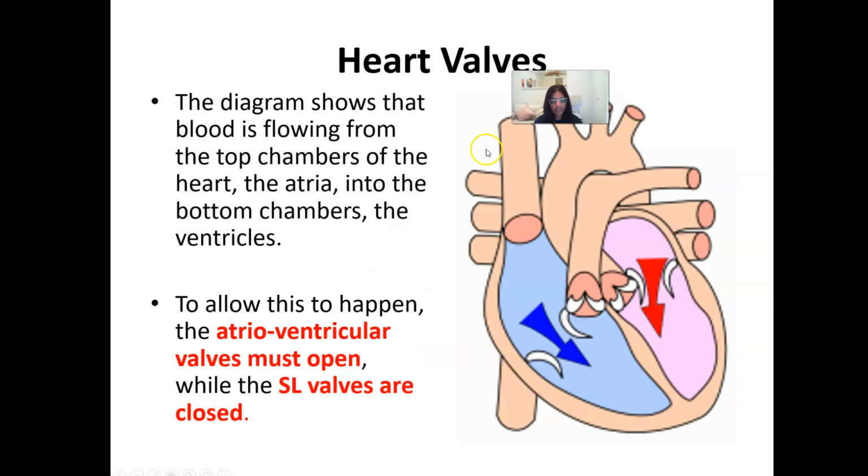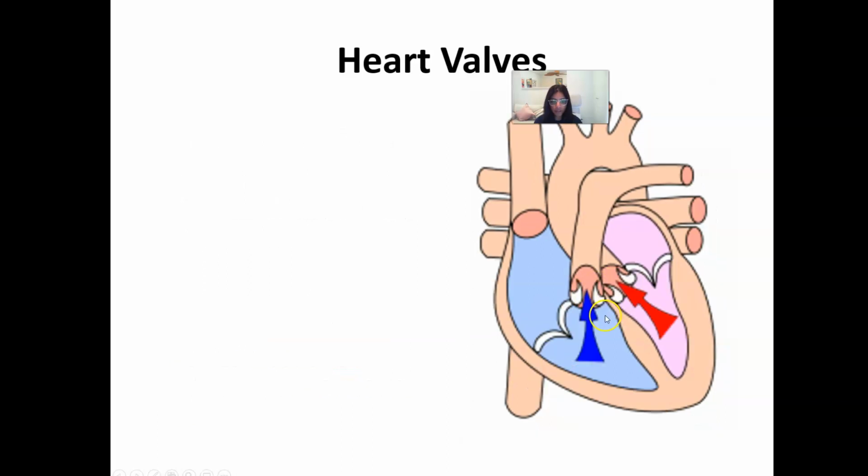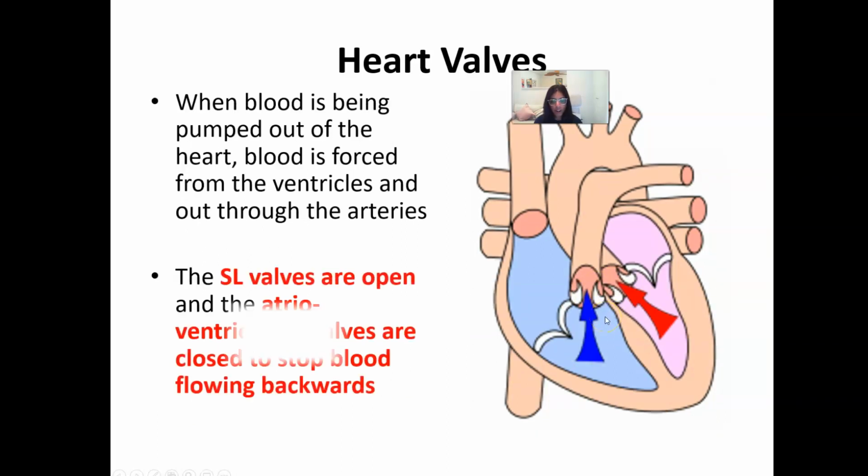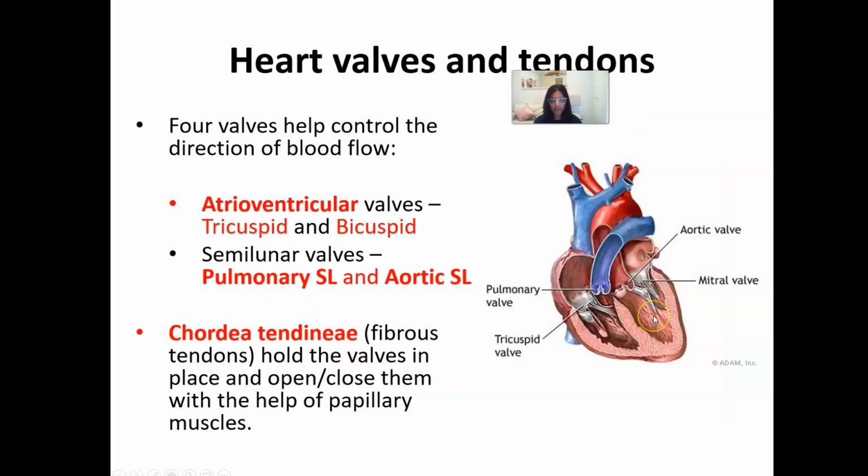Now, when we look at this diagram of the heart, we can see the tri and bicuspid valves between the atria and the ventricles on the left and the right, and we can also see the semilunar valves. We never have both sets of valves open at the same time. So when the tri and bicuspid valves are open, the semilunar valves are closed. Similarly, when we are pushing blood out of the ventricles towards the arteries, the semilunar valves are open, but the atrioventricular valves are closed. And again, the function of this is to prevent the backflow of blood.